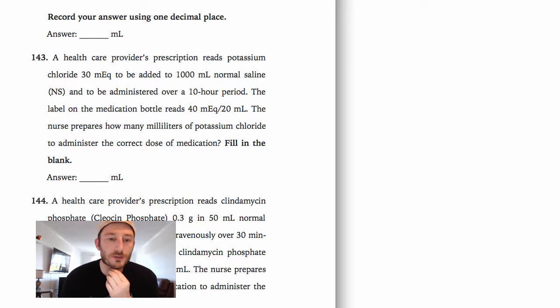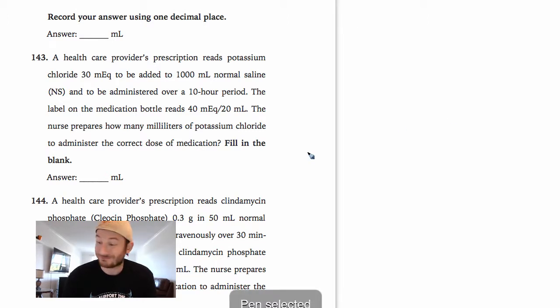All right, number 143. A healthcare provider's prescription reads potassium chloride 30 MEq to be added to a 1,000 ml normal saline solution and to be administered over a 10-hour period. The label on the medication bottle reads 40 MEqs per 20 mLs. The nurse prepares how many mLs of potassium chloride to administer the correct dose of the medication? Fill in the blank. So what are we actually looking for? Do we need to know anything about that 1,000 mLs of normal saline? No. We just want to know how many mLs of potassium chloride to give.